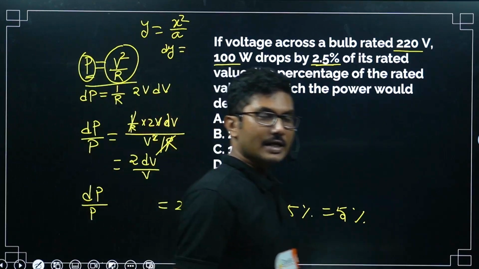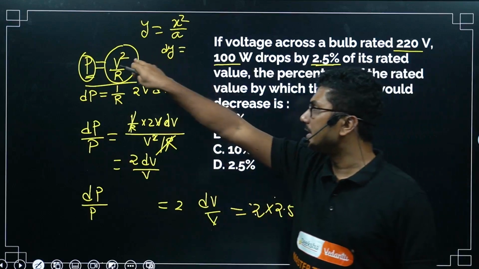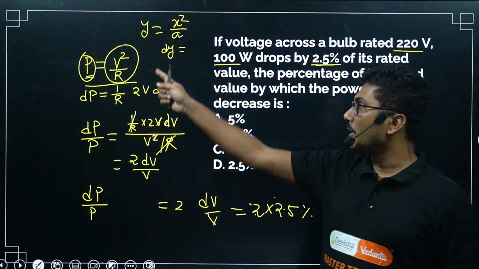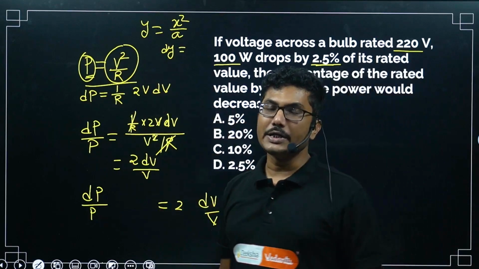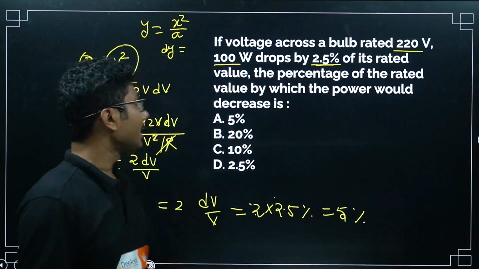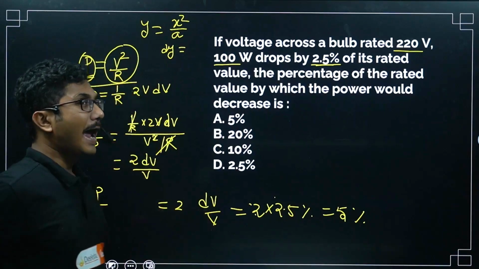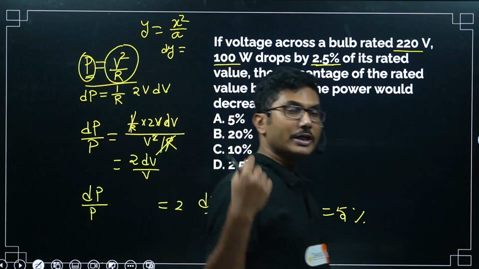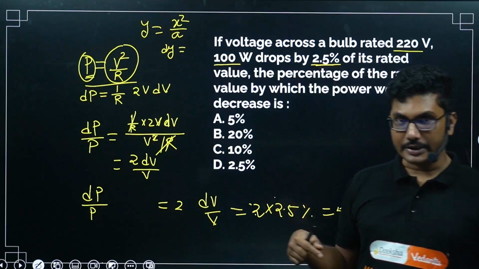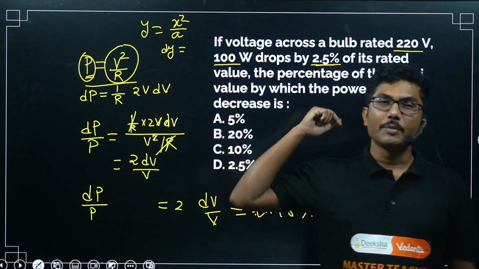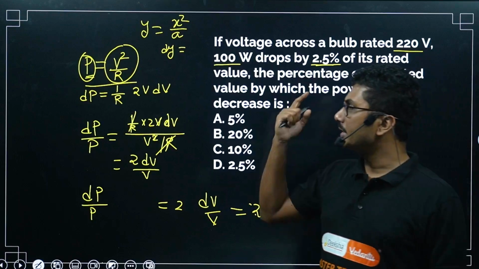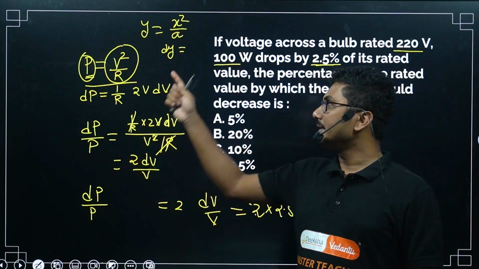Okay, so they are asking you that you need to know this relation only. This problem you cannot solve using the P is equal to VI relation. You have to know this relation, and here because the voltage is changing, current will also change. So you cannot use P is equal to VI. The only thing that is constant is resistance.